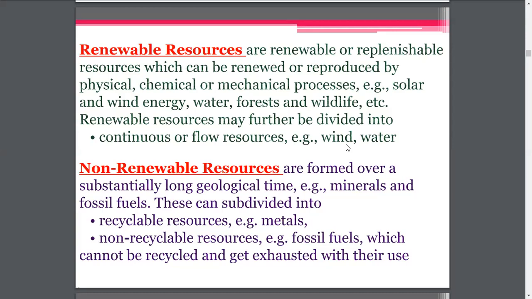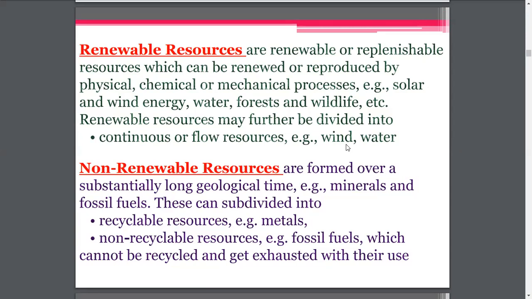Non-renewable resources are formed over a substantially long geological time. It takes millions of years for the formation of those resources, so it is known as non-renewable. The examples are given as minerals and fossil fuels, which can be further subdivided into recyclable and non-recyclable. That is metals, and fossil fuels, which cannot be recycled and get exhausted with their use.